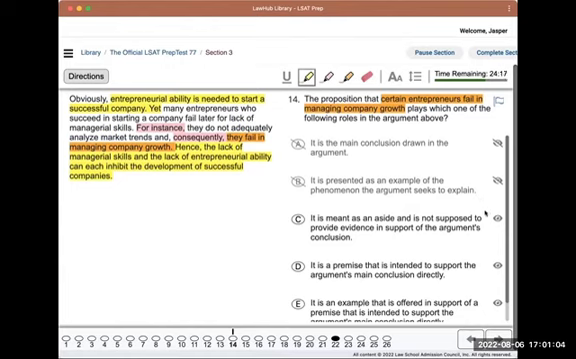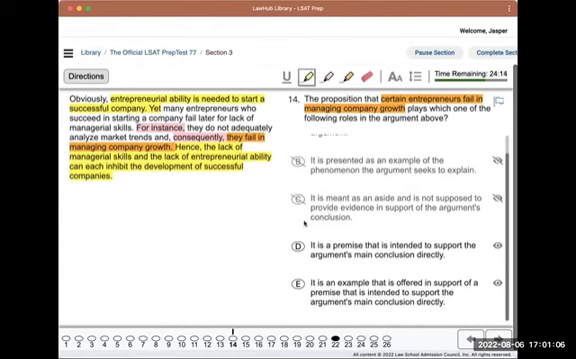No, it definitely supports the conclusion. It's a premise that is intended to support the argument's main conclusion directly. Actually, it's not direct. So this is the part where we have to follow the dots and go, okay, well, this is an instance, an example that is offered to support this, not quite the main conclusion, but indirectly it supports the main conclusion because it supports another statement that supports the main conclusion. It's an example that's offered in support of a premise that is intended to support the argument's main conclusion directly. E. Yeah, so E is better than D here.